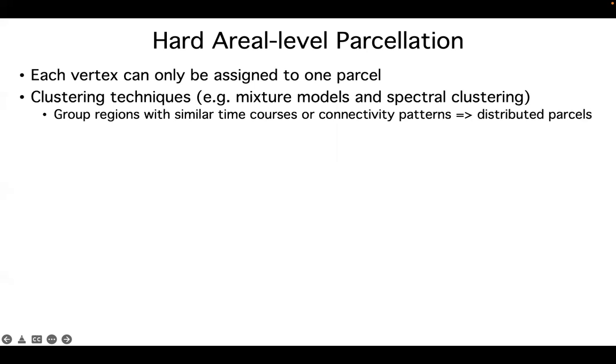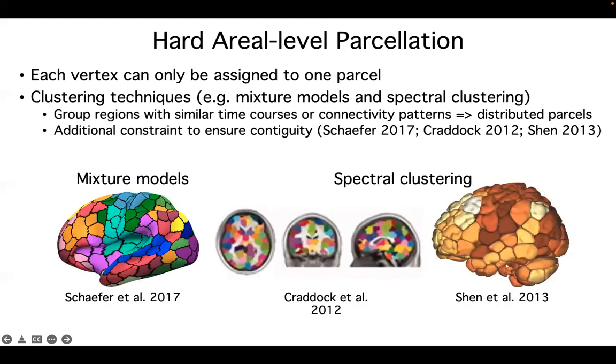In the previous slides, I mentioned that 2 spatially far apart regions can share similar connectivity patterns. Therefore, if they are grouped into the same parcel, then the parcel will be spatially distributed. In order to ensure the spatial contiguity, additional constraints will have to be added into the model. In this way, we can obtain an area-level parcellation where each parcel is contiguous.